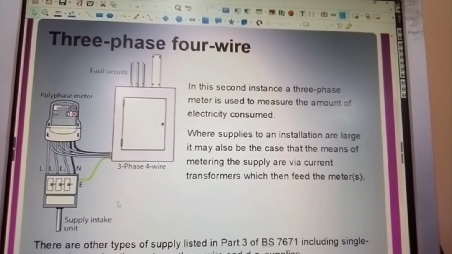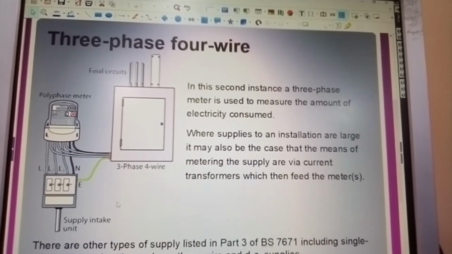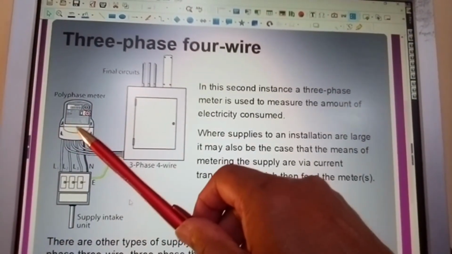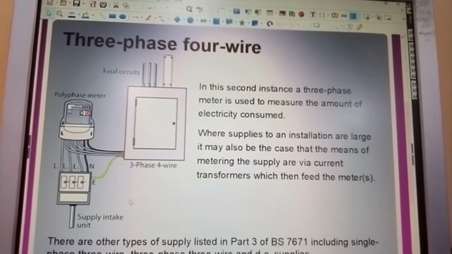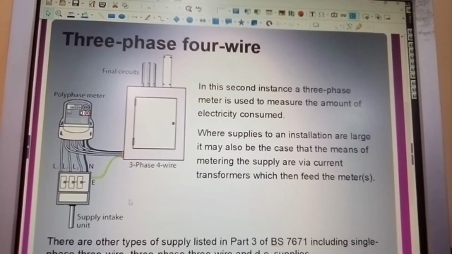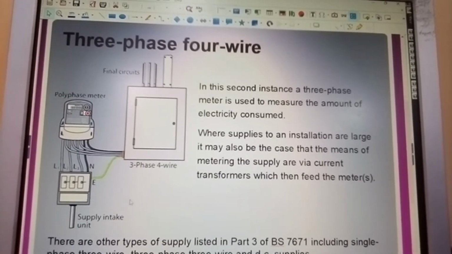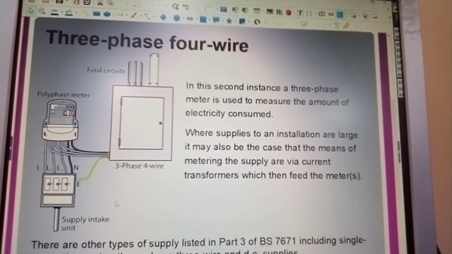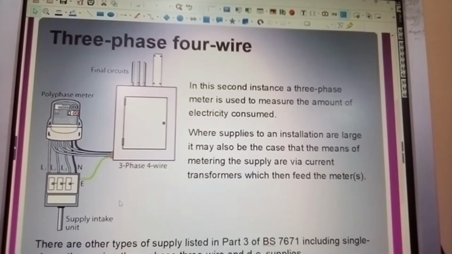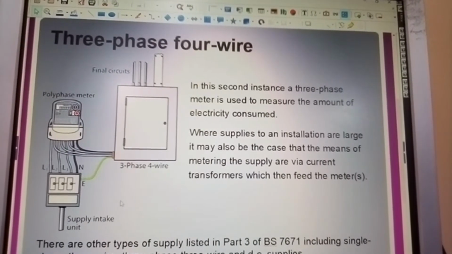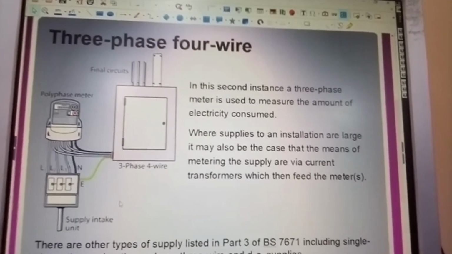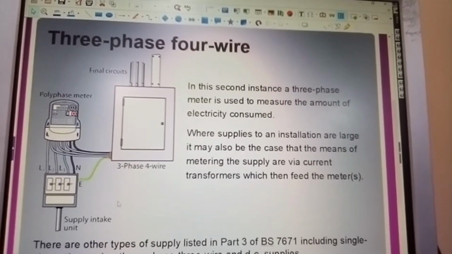In this second instance, a 3-phase meter is used to measure the amount of electricity consumed. So you have a 3-phase meter instead of separate meters. Where supplies to an installation are large, it may also be the case that the means of metering the supply are via current transformers, which then feed the meters. Current transformers will reduce the current supply, preventing the meters having any particular problem in measuring the current, or simply say, power.